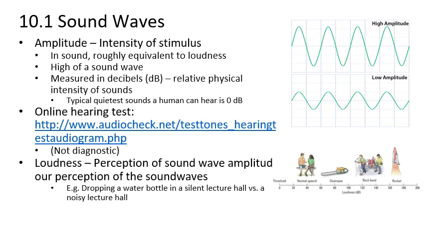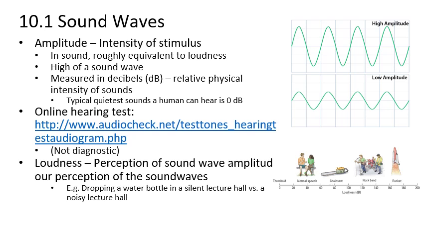Amplitude is the next feature of sound, and this is the intensity of a sound stimulus. Amplitude is roughly equivalent to loudness. It's represented by the height of the sound wave, how tall the sound wave is, with higher amplitudes meaning a more intense stimulus or something that is perceived as louder, with lower amplitude being something that is perceived as more quiet. We measure amplitude of sound in decibels, which is the relative physical intensity of sounds.